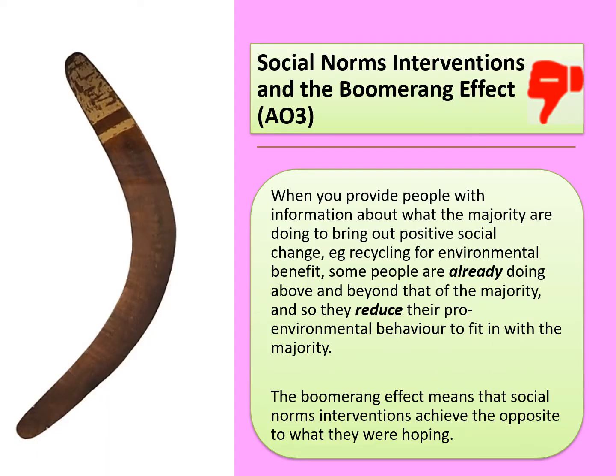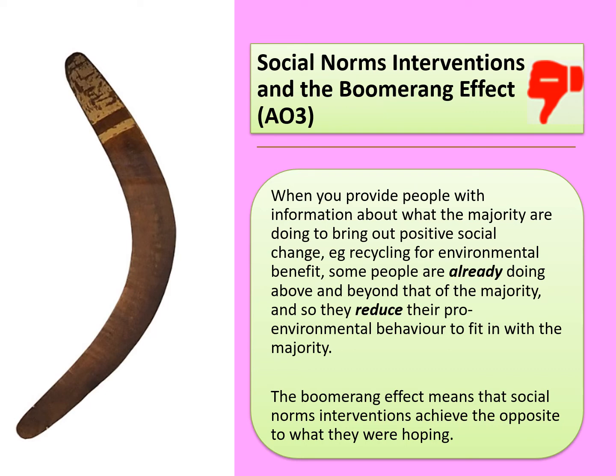The third evaluation is also a criticism. So this is saying that there's something called the boomerang effect. When it comes to social norms interventions, the boomerang effect means that you're actually achieving the opposite of what you wanted to achieve. So by telling the minority of people what everyone else is doing, you're hoping to scoop those up and achieve social change.